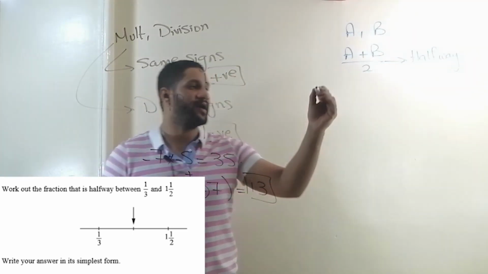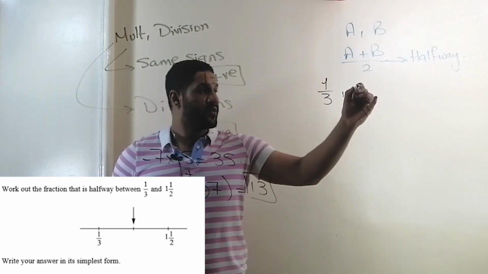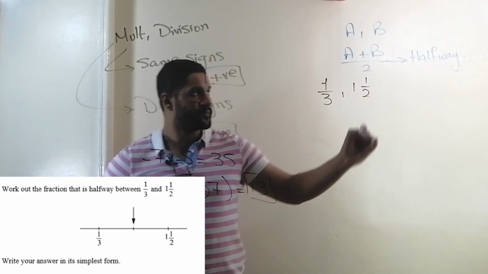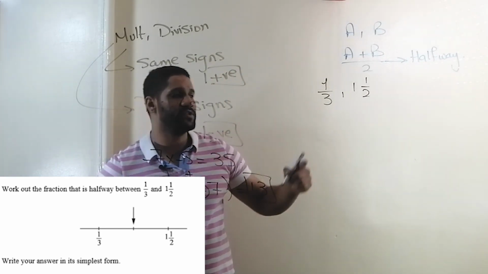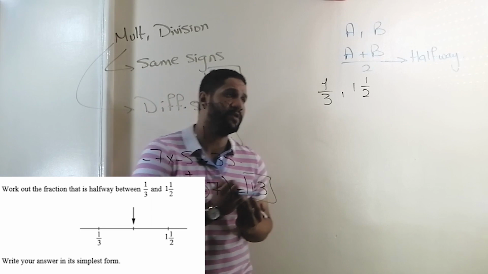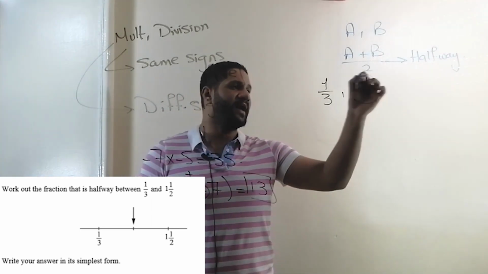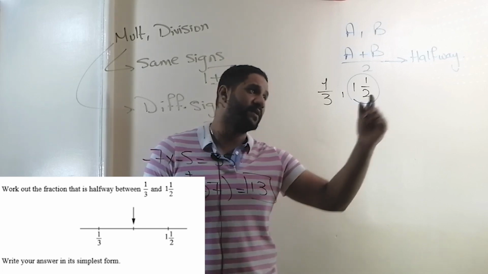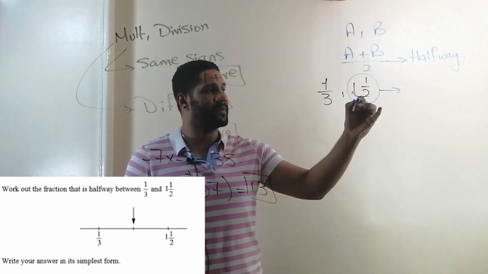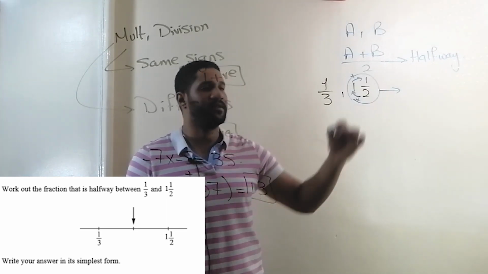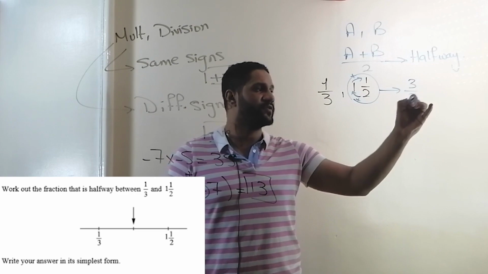You want me to find the halfway between 1/3 and 1 and 1/2. So first I need to add these two numbers. One is a fraction, and this is a mixed number. Then divide them by 2. We said before, to add or deal with a mixed number, you must first change it into an improper fraction by multiplying the denominator and adding the numerator. 2 times 1 is 2, plus 1 is 3/2.